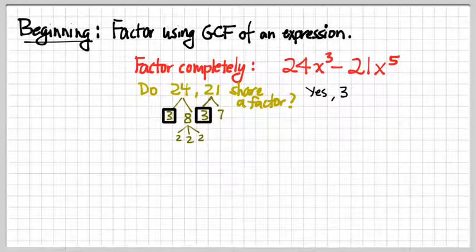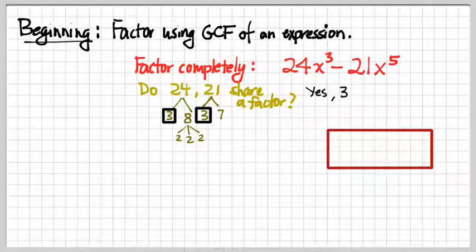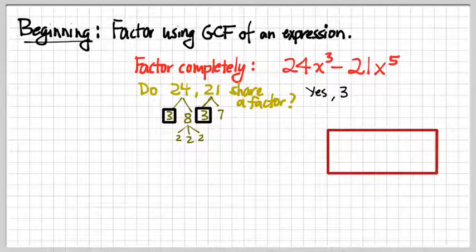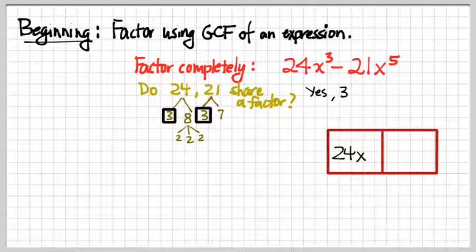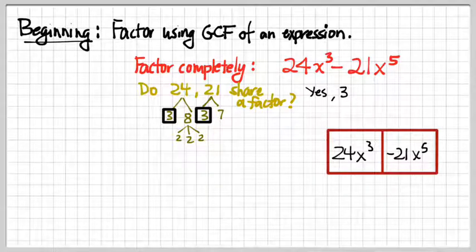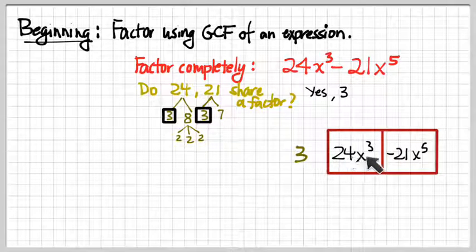So that's the first observation, is that these 2 coefficients, 24 and 21, have a 3 in common that we should be able to bring out. So I'm going to go over here, and we're going to use this little device a lot today, the little factoring box. And inside of my factoring box, I'm going to write my 2 terms that we're trying to factor, 24x to the third, and then minus 21x to the fifth. And we've just decided that 3 is something that is a factor for both 24 and negative 21.